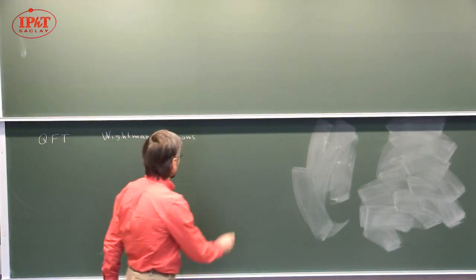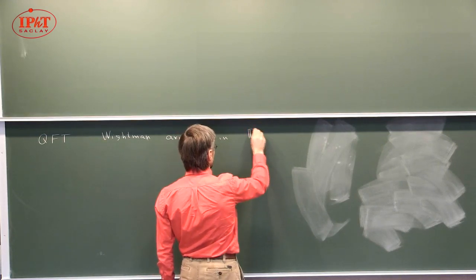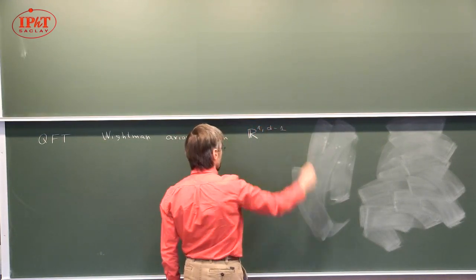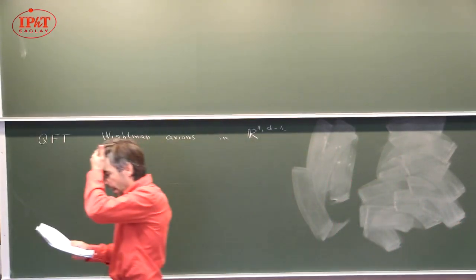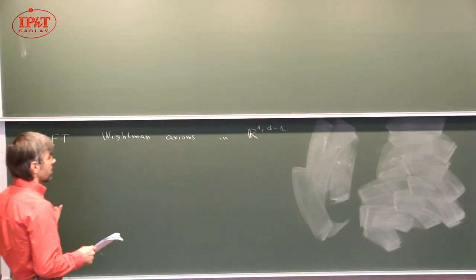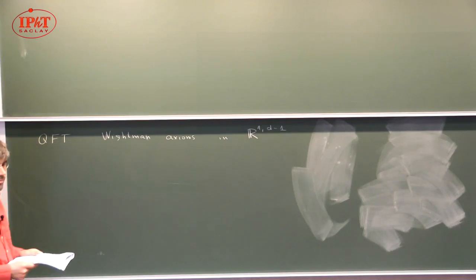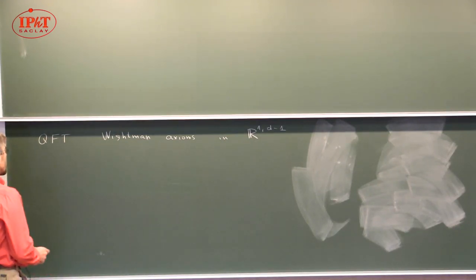Wightman axioms are formulated in Minkowski space, so it's precisely in agreement with the subject of my lectures. They enshrine the minimal properties that any quantum field theory in Minkowski space is supposed to have. Everybody more or less agrees that these are reasonable axioms. And they are quantum mechanical in nature, unlike the bootstrap axioms that we discussed last time, which were kind of statistical mechanical in nature. So in Wightman axioms, we really take the quantum mechanical point of view.